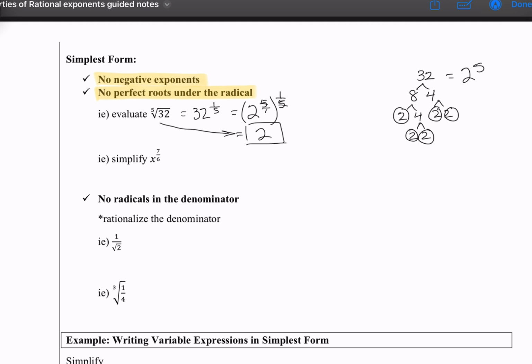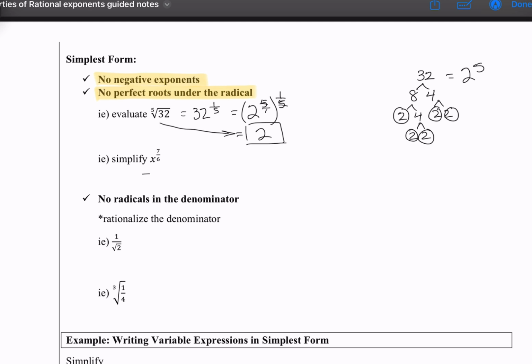All right, so let's try x to the 7/6 power. If you can recognize that 7/6 is an improper fraction, and you can turn that into some proper fractions, where maybe you get some whole numbers out of it, I think that's the easiest way to go.